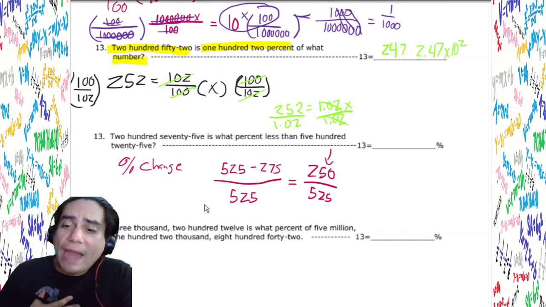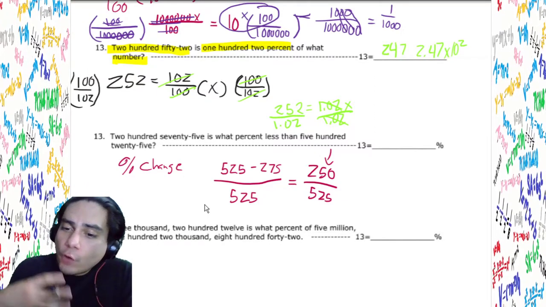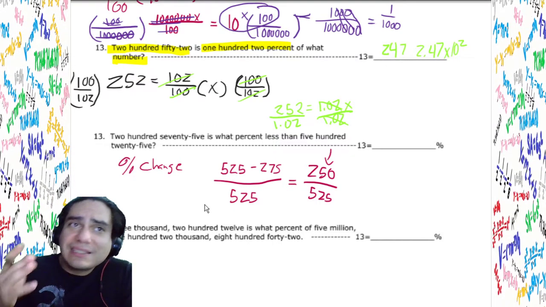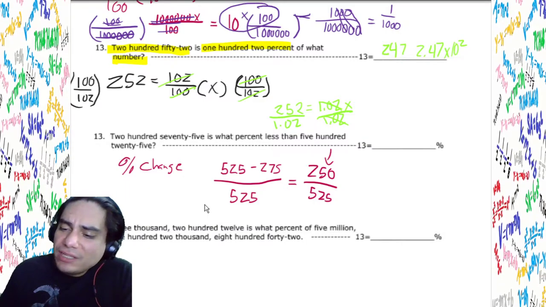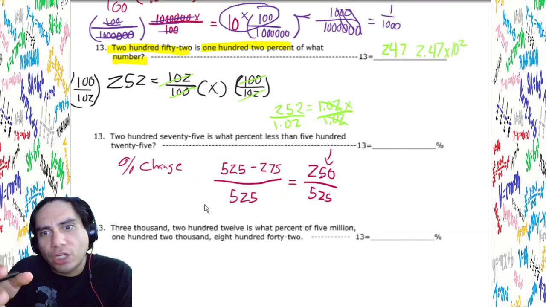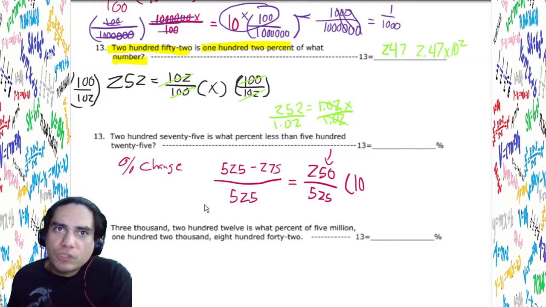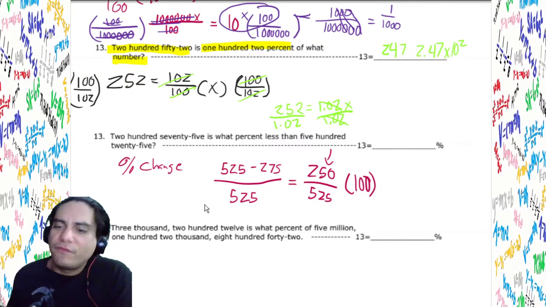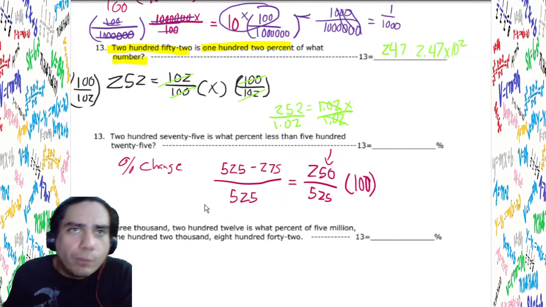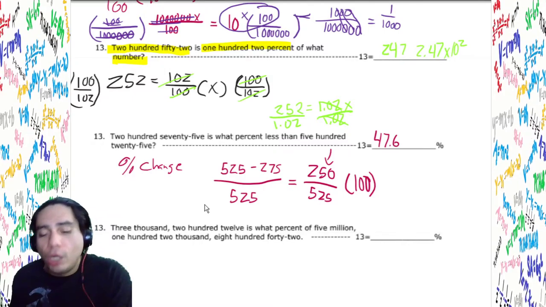As you can see, 250 divided by 525 is 4.76 times 10 to the negative first. We multiply that by 100, because we got that decimal in our calculator. Remember, we get that answer, which is a fraction, multiply it by 100, and now we have our percent form. So that means 275 is actually 47.6% lower than the original amount of 100.